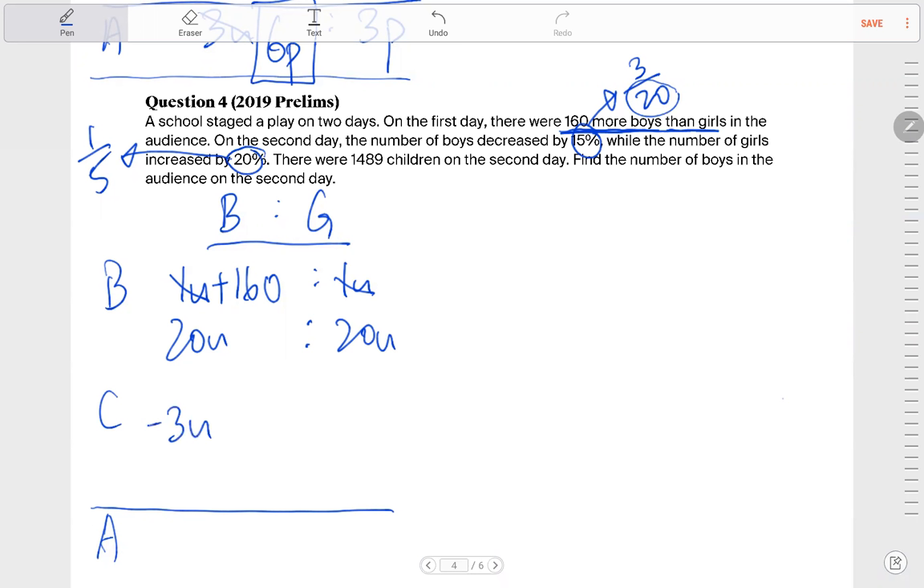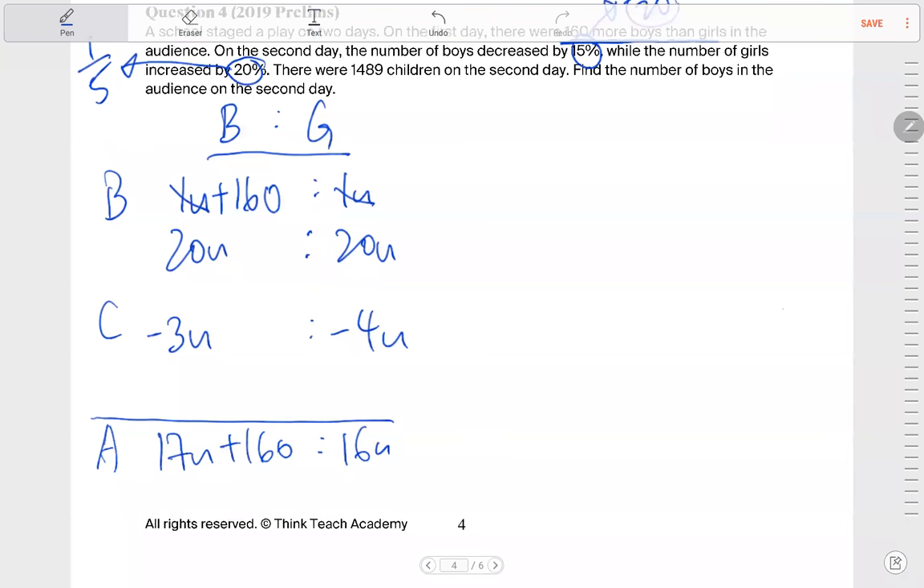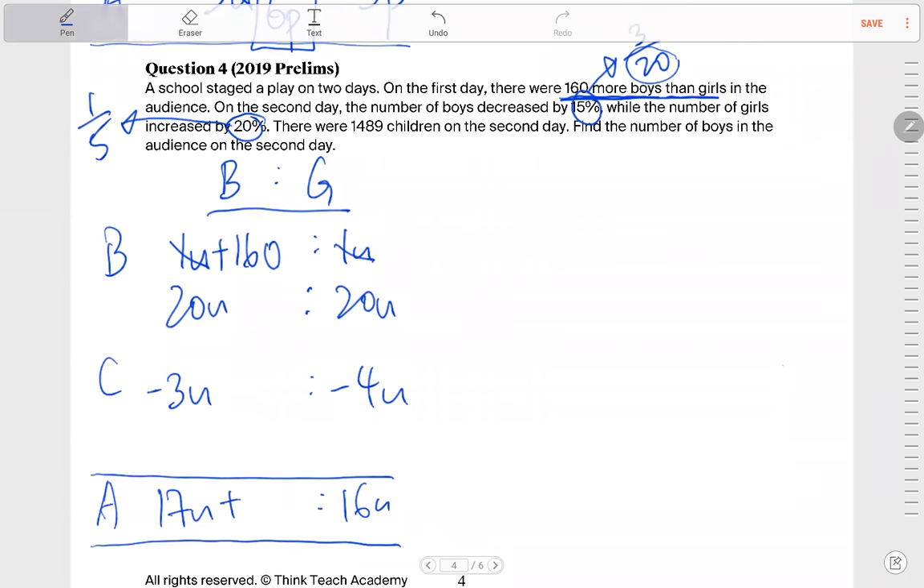The next step here is that a lot of students will forget to also apply 3 over 20 onto 160. They will forget about whole numbers. So they'll continue and say, oh, 1/5 of 20 units, minus 4u. Then they'll say this is going to be 17u plus 160, and this is going to be 16u. I have seen this every year, students always make the same mistake. So you do not overlook the fact that you have to also apply 3 over 20 to the whole numbers. So 3 over 20 of 160 is minus 24. And hence, instead of plus 160, it should be plus 136.